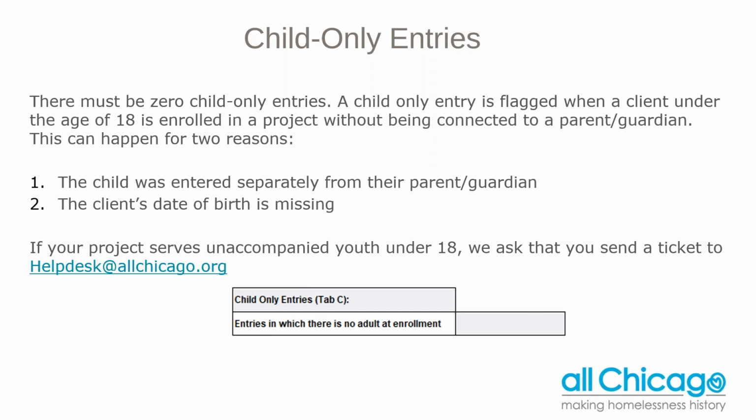Typically, this happens for 2 reasons. Either the child came later in an existing enrolled household and the child just wasn't connected to that household appropriately, or the client's date of birth is missing from their assessment, which would result in them being a null value. And again, if you have a project that serves unaccompanied youth or is funded to serve youth, please just let us know and then we can make that adjustment via the results.